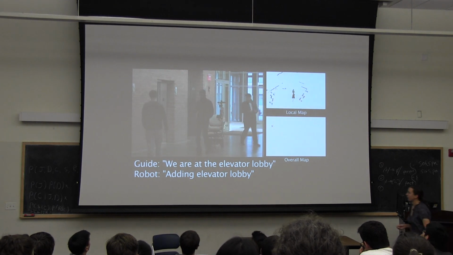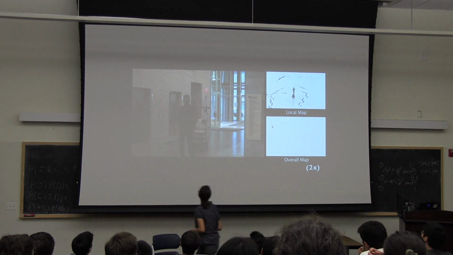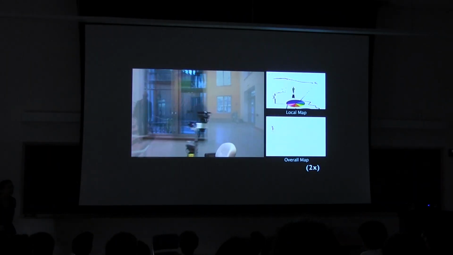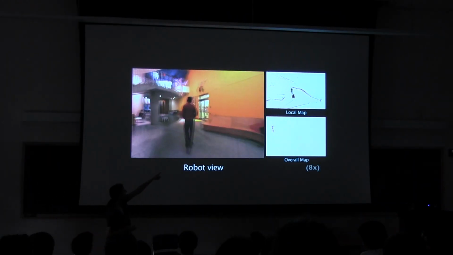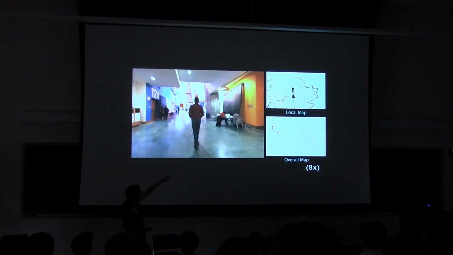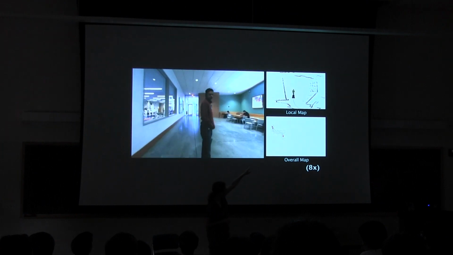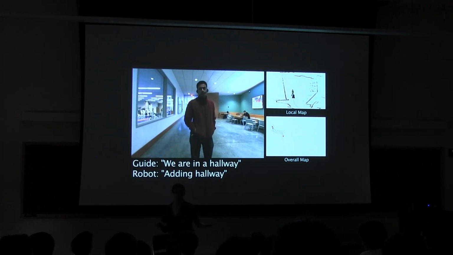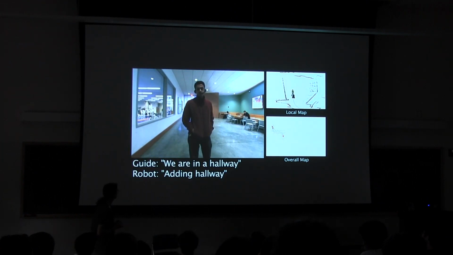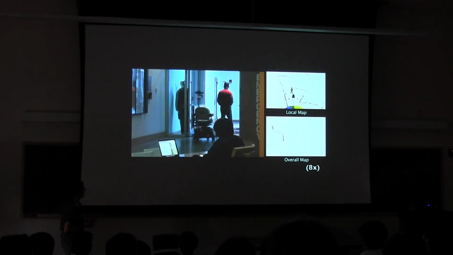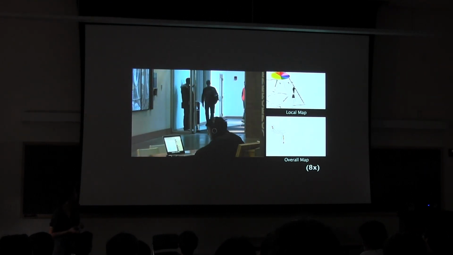All right, so he's saying we're at the elevator lobby, and as he's talking, it's doing the same kind of SLAM. We're not drawing all the paths and stuff, but it's building the occupancy grid map, the overall map over there as it's driving around, using very similar technology to what you guys are implementing for your class. But as he's talking, it's also adding flags for labels. So he's saying we're in the hallway, then it adds a little flag that says we're back in the hallway.